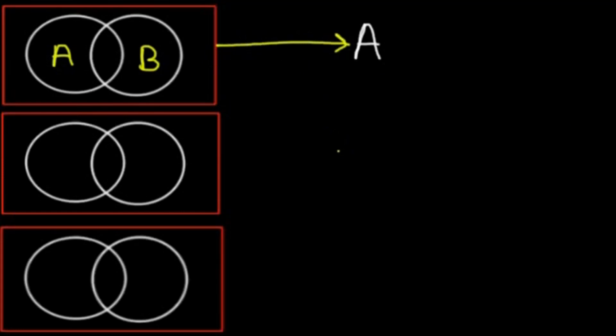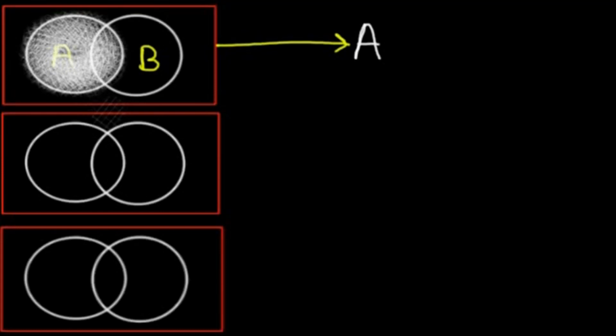In order to shade the region of set A, we need to shade all of this circle, that is, all the area that includes set A. So therefore, we have to shade all this region as set A. So this is set A.